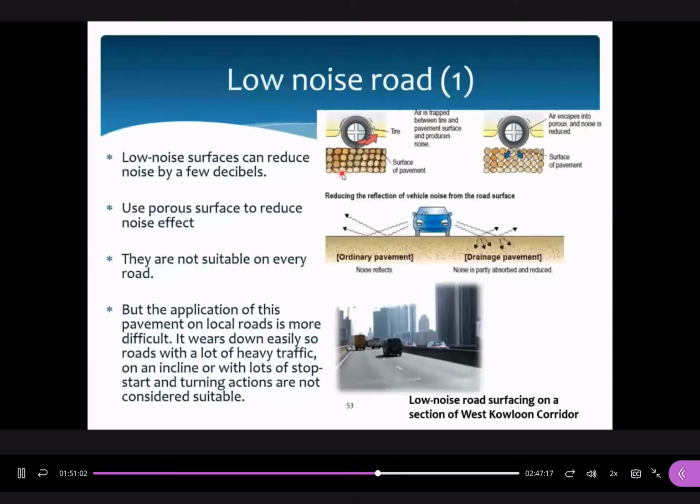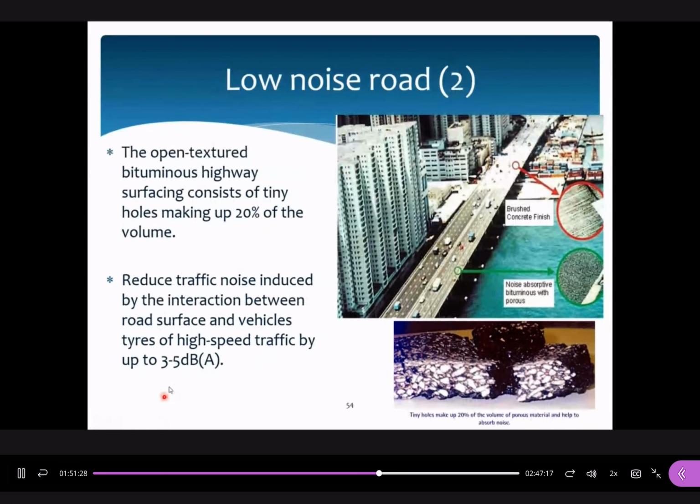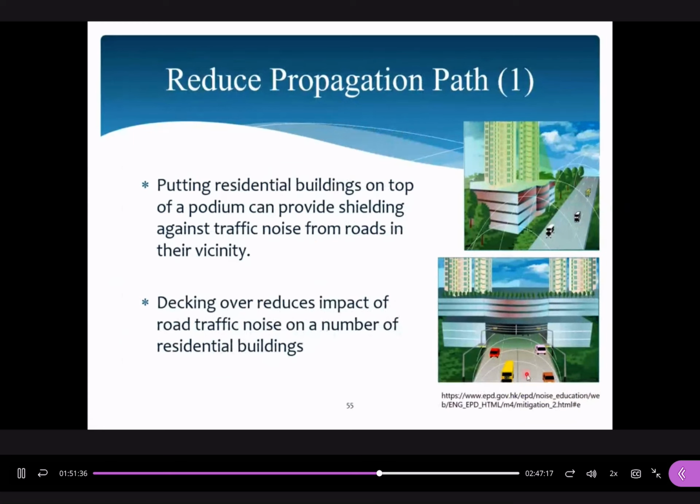According to the guidelines, if we consider that this is a low noise road surface, the correction factor is about minus 3.5 dB. But normally we use it along the highway, because this is specifically used for reducing rolling noise effects, and the effect is about 3 to 5 dBA. In terms of the propagation path, the Environmental Protection Department proposed a number of approaches, such as making use of multi-story car parks or decking.